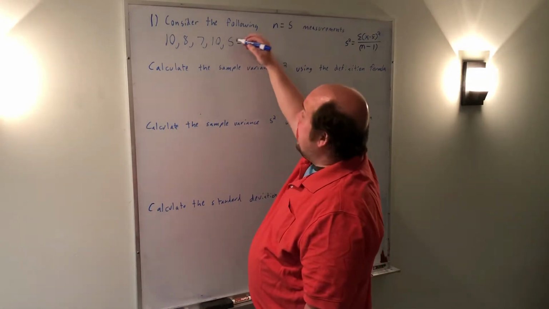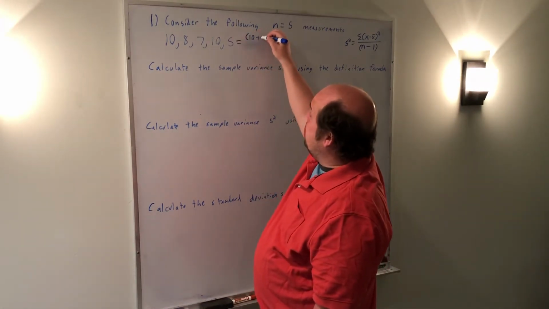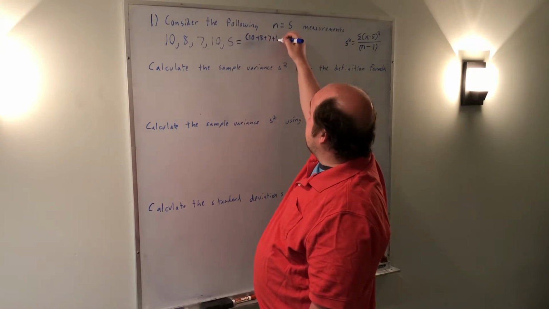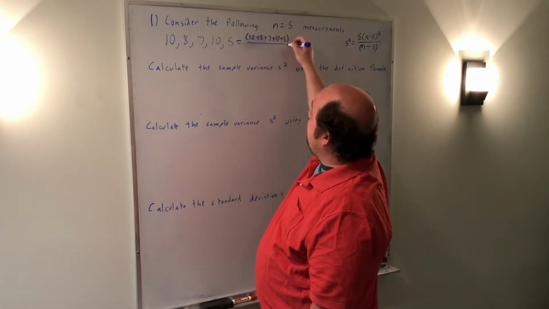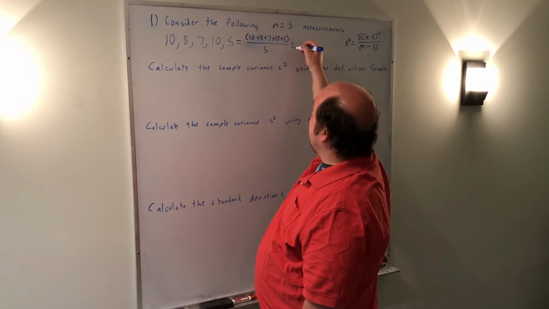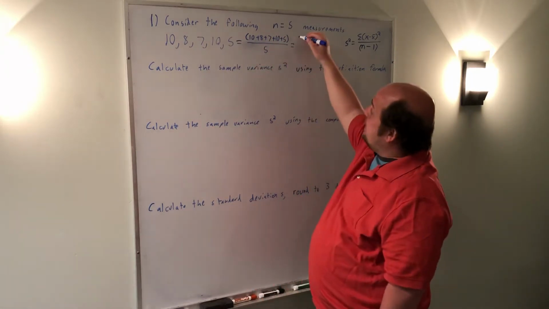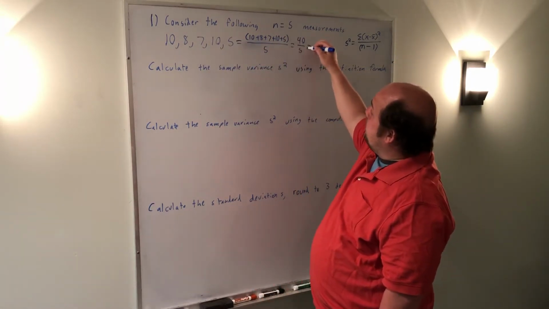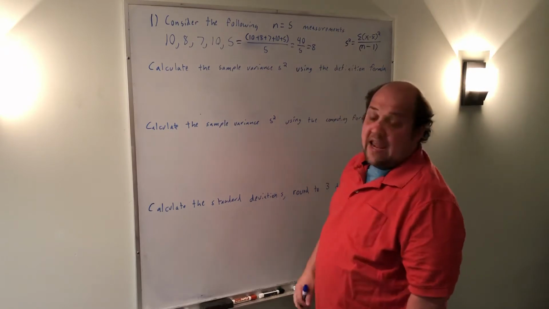To do that, I'm going to add together each of these, 10 plus 8 plus 7 plus 10 plus 5, and divide by how many numbers there are, in this case 5. When I added those all in my calculator, I got 40. 40 divided by 5 gave me a mean of 8.